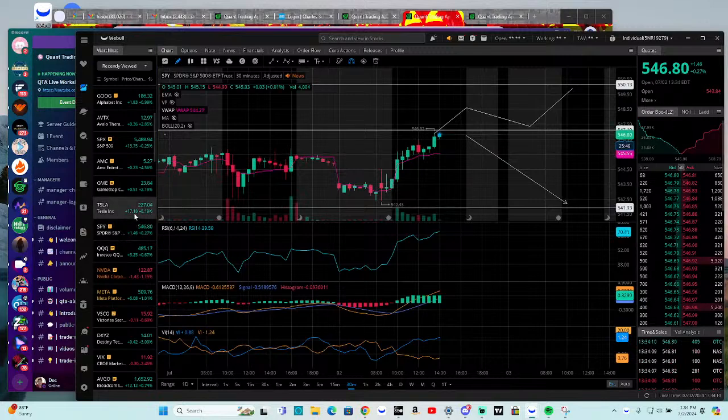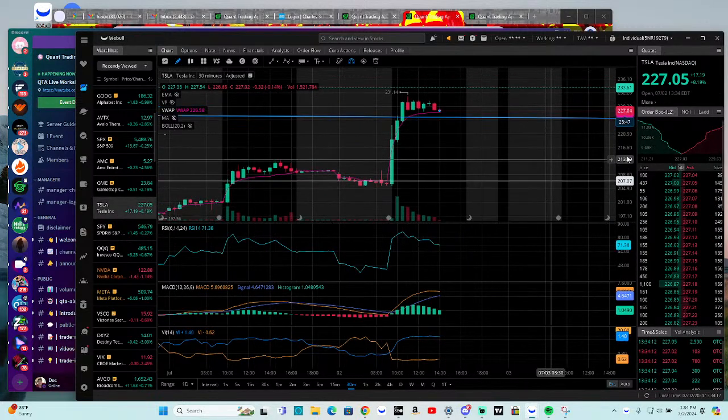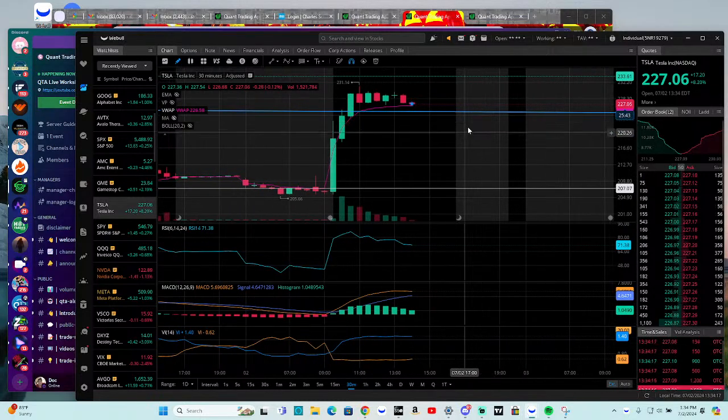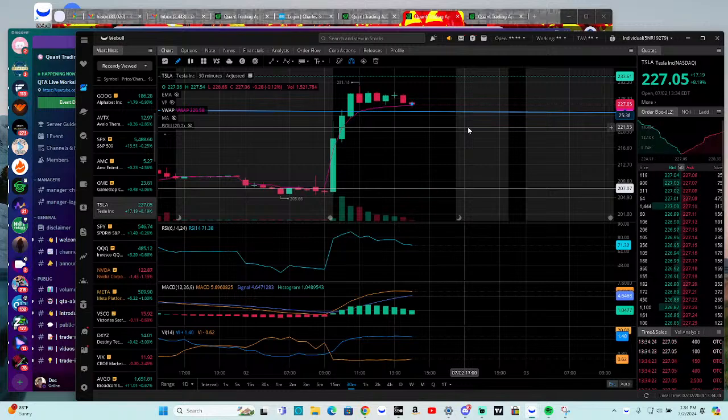And as I'm saying that, Tesla is testing the VWAP. I want to hang out a little bit and see what happens with Tesla here. But I'm going to make a note to cut the video if I decide to mark it here. Let me see. 134.